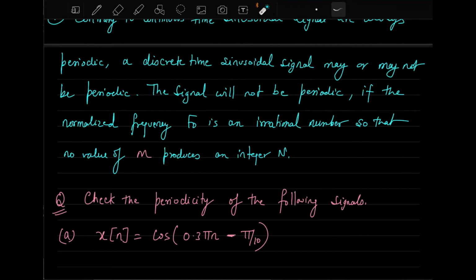Yes. It is going to be 6.67. So you are saying that the periodicity of this will be 6.67, so 20 divided by 3. Okay, 20 divided by 3 is what you are saying, and you are saying it's 6.67. But note that we have a constraint, right? We are saying that our capital N has to be an integer.